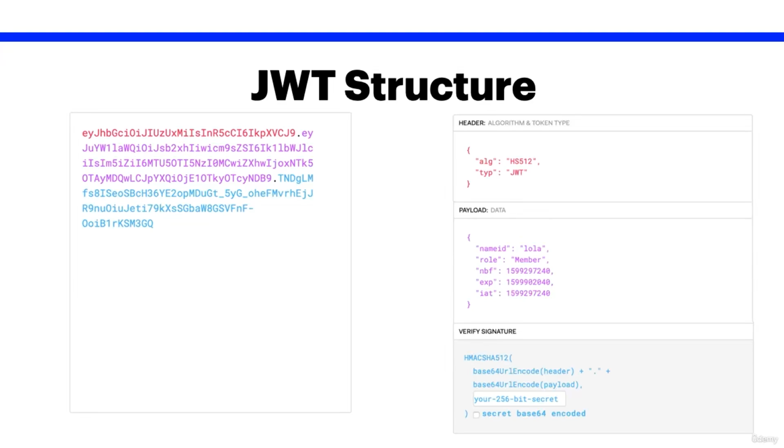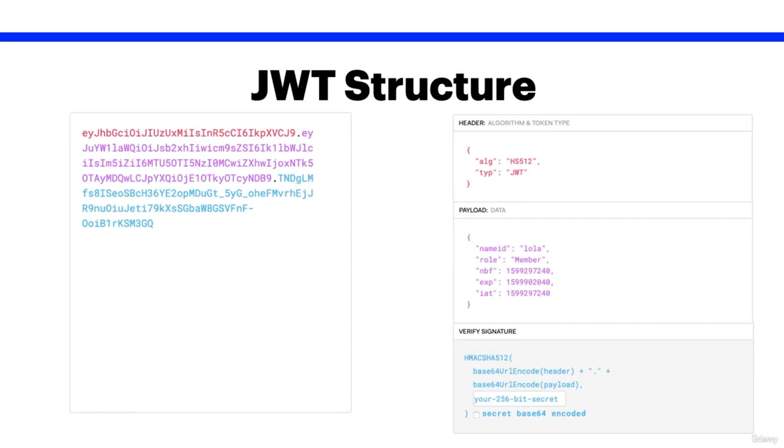Now in the first part, that's the header of the token, and this contains the algorithm and the type of token that it is. Now the algorithm is what's used to encrypt the signature in the third part of the token. And the type of the token, of course, is going to be JWT, which is JSON Web Token.